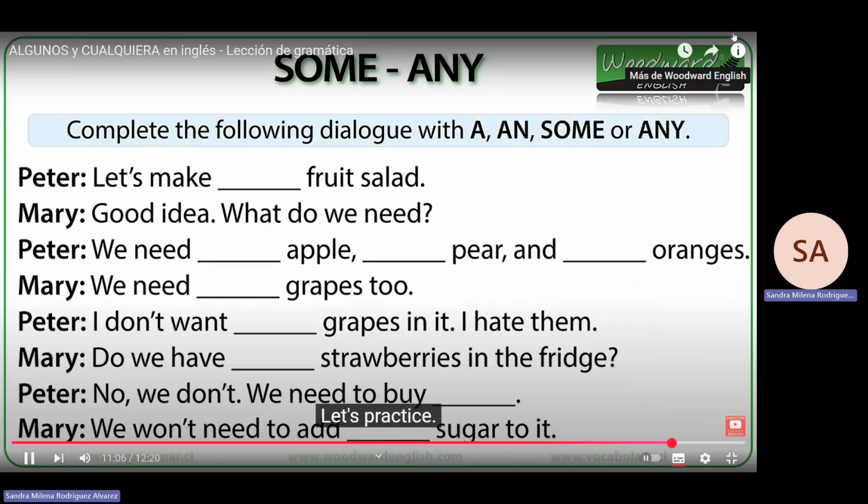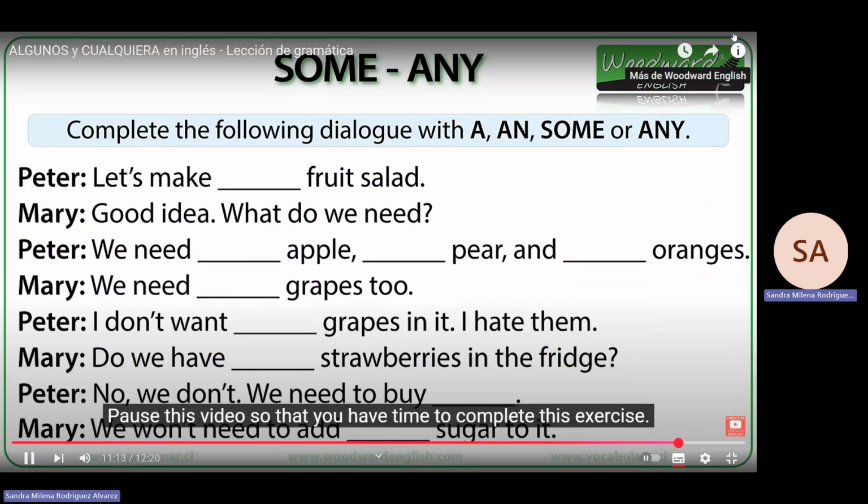Let's practice. Complete the following dialogue using a, an, some, or any. Pause this video so that you have time to complete this exercise. When you are ready, click play again to hear the answers.